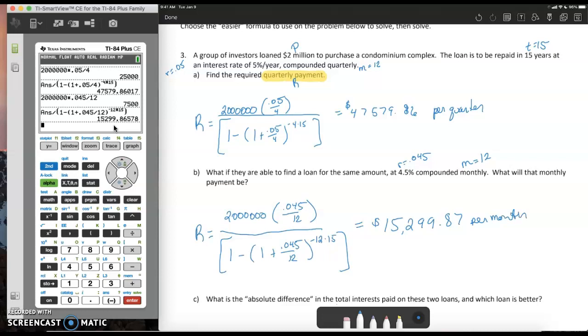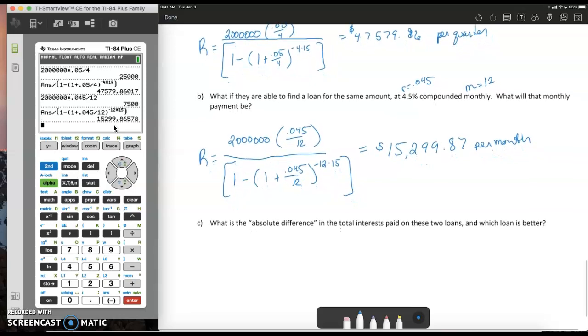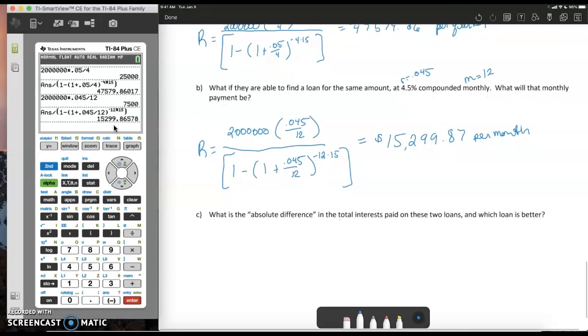And then I've seen some questions have these follow-ups phrased this way, so I wanted to do an example of them. It says, what is the, quote, absolute difference of the total interest paid on these 2 loans, and which loan is better? Okay, so first we have to figure out what is the interest paid for each loan, and then we can figure out the difference between those.